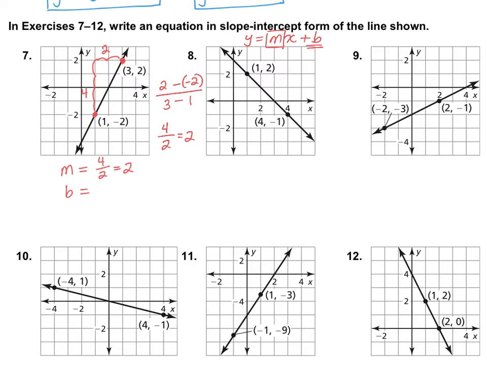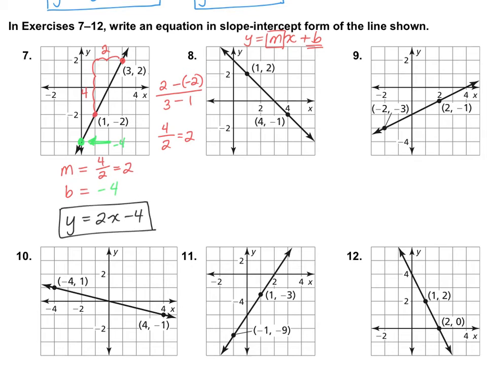So my b is going to be where the line crosses the y-axis. So in this one, my b is at negative 4. Okay, so now I'm ready to write my answer. Y is equal to 2x minus 4.